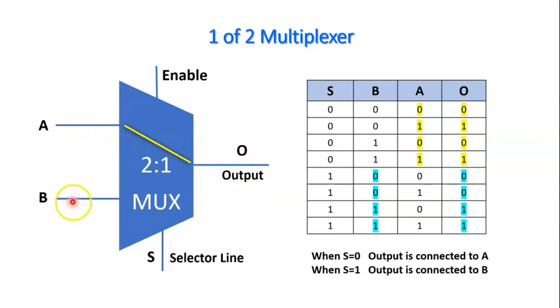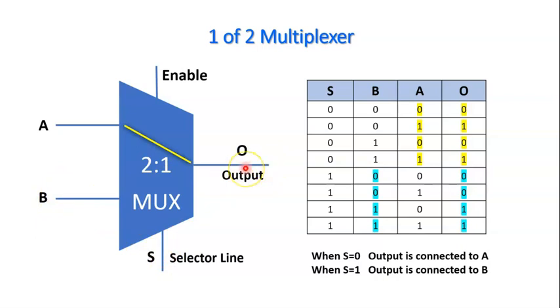Now, which one is to be selected? That is based on the select line, based on the signal on the select line. If S is equal to 0 here, then A would be selected and made available, connected to the output. If S is equal to 1, B would be selected and it is made available at the output.